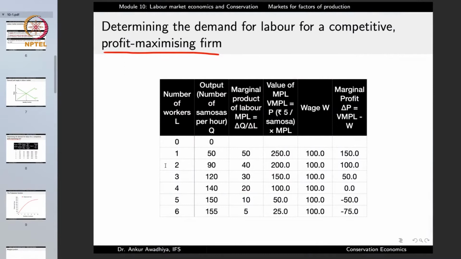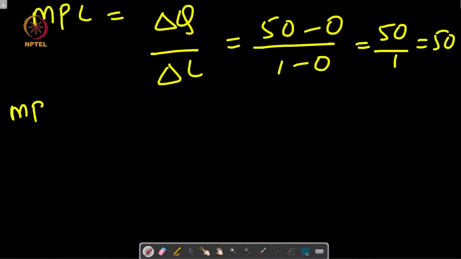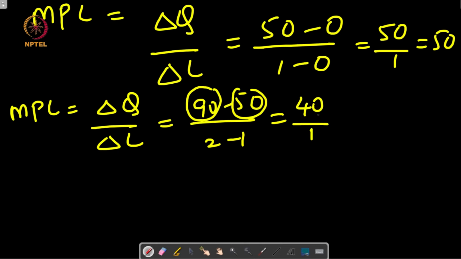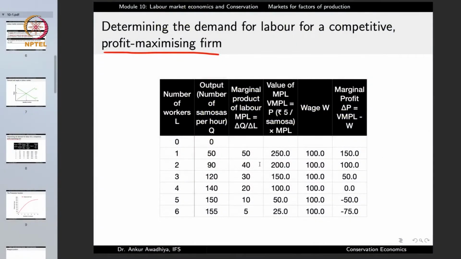When the number of laborers increases from 1 to 2, the output increases from 50 to 90. So in that case, the MPL is delta Q by delta L, which is 90 minus 50 divided by 2 minus 1. Earlier the Q was 50 and now it is 90, so delta Q is 90 minus 50, which is 40. Delta L is 2 minus 1, which is 1. So this is 40, which is what we are observing here. So the marginal product of labor in this case is 40.